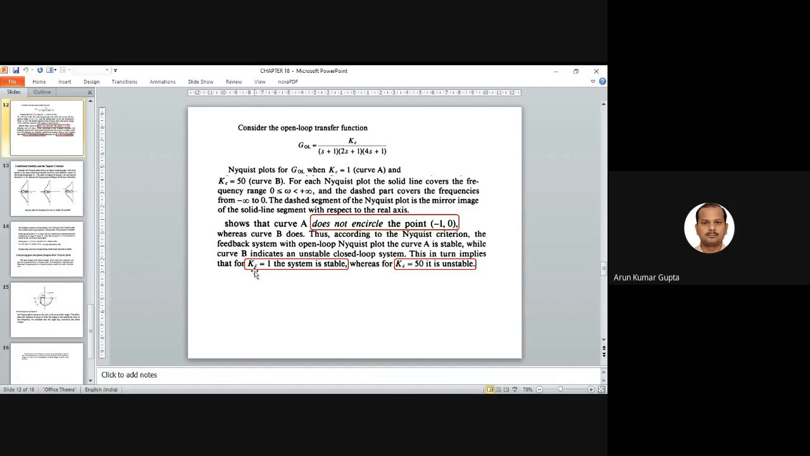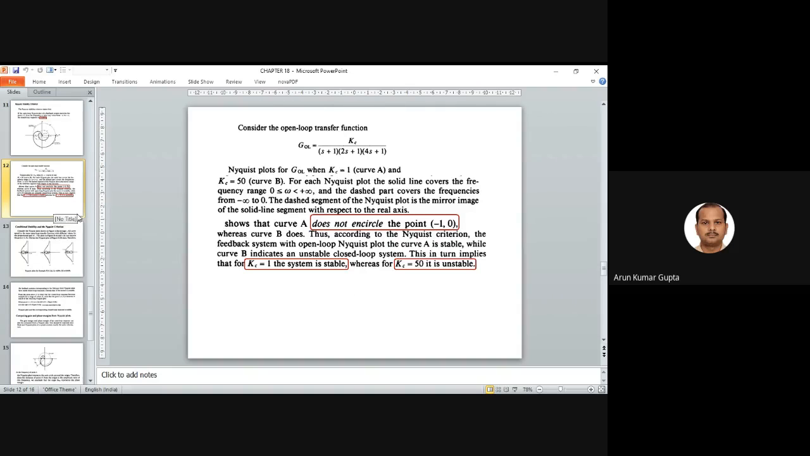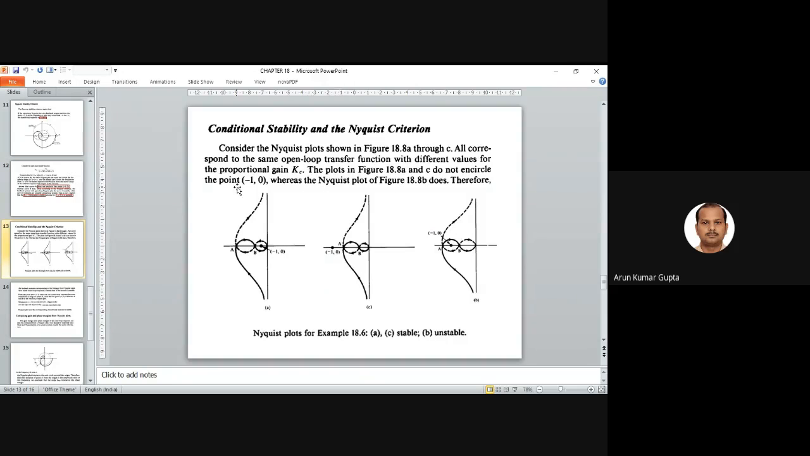Basically they plotted this for different values of Kc, one Kc equal to 1, the other Kc equal to 50. One plot corresponds to Kc equal to 1. When they substitute Kc equal to 1, they get the inner plot, Kc equal to 50 the outer plot. So it means when you increase the Kc value, the system goes unstable, right? So here are a few more examples that will give you the stability criteria. Just like we have a Nyquist plot like this. It is going like this, right?